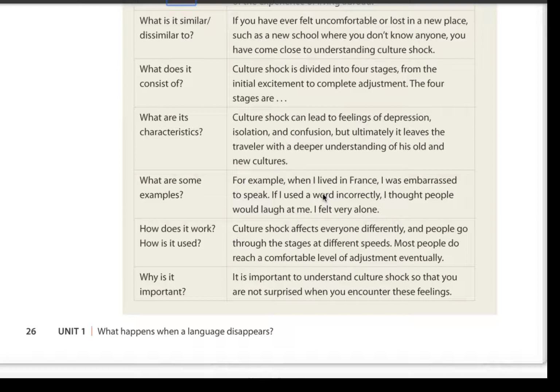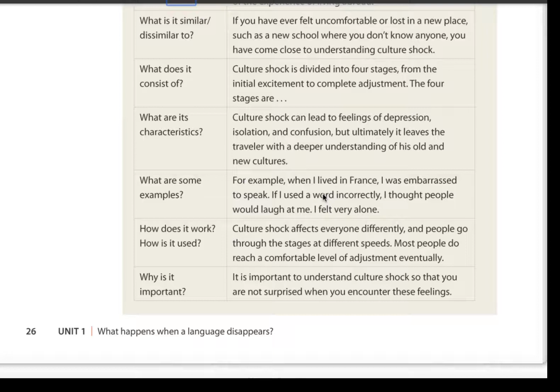And this person provides a personal example. It says, when I lived in France, I was embarrassed to speak. If I used the words incorrectly, I thought people would laugh at me. I felt alone. I felt shy. My self-esteem was affected. That kind of thing that you could add as a personal example.